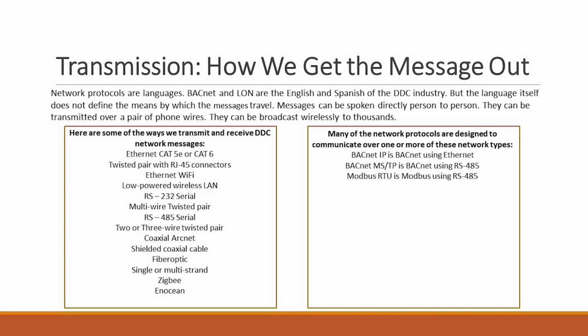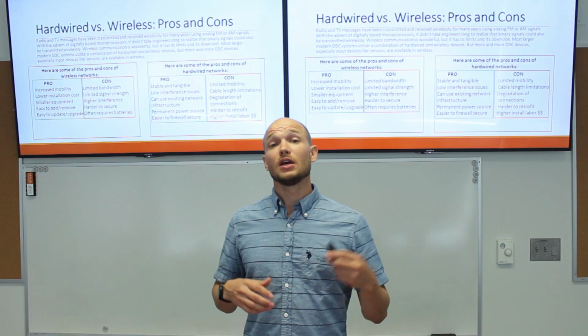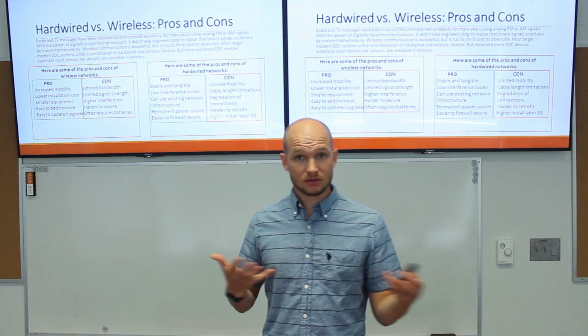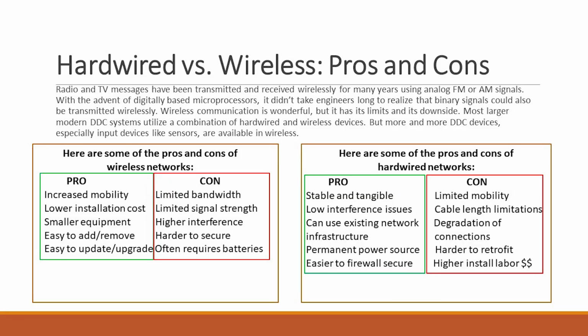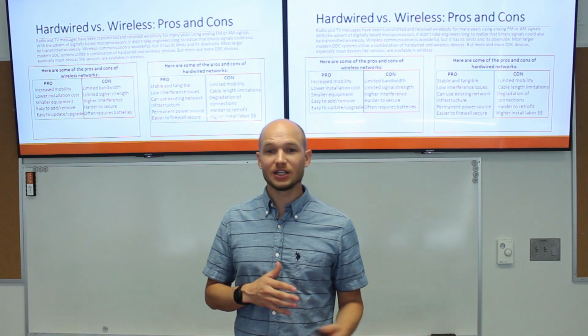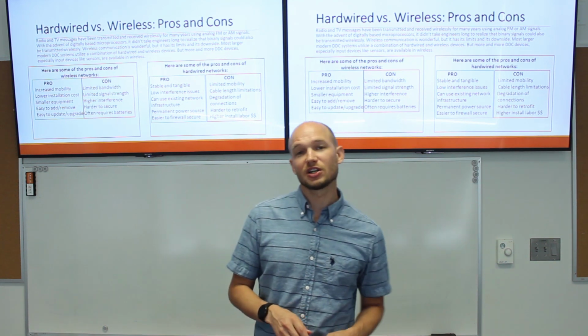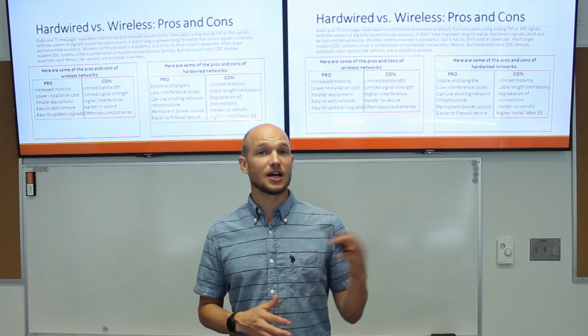And on the right side, you can see how they communicate over network types. So BACnet, the middle one here, is using MSTP, RS-485. And so, wired versus wireless, hardwired or wireless. There are a lot of pros and cons to each, right? On the left side here, we have wireless networks, the pros and cons. On the right side, we have hardwired or wired networks, pros and cons. So again, it's really based on what the user wants, what the user needs, price, mobility, is it a retrofit, is it new construction? There are a lot of options and a lot of reasons to go either way.